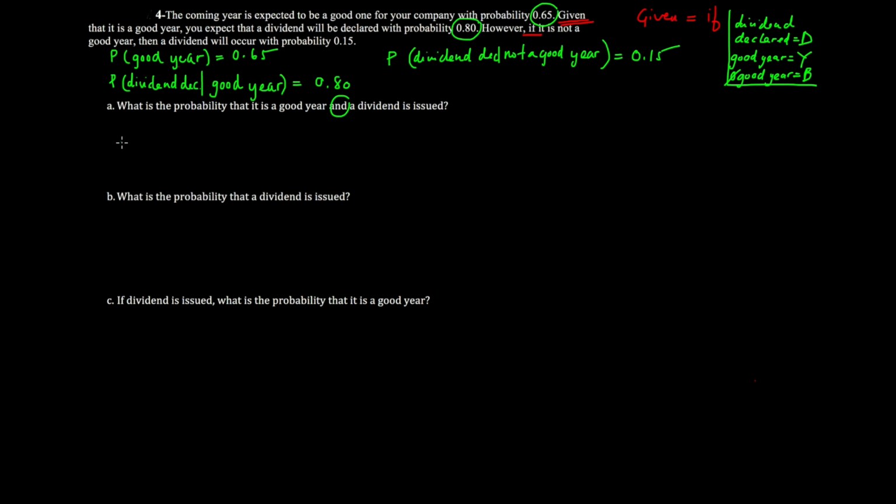What we're looking for is the following. We want to know the probability that it is a good year, okay? So Y, let's refer to the legend here, good year, Y, and that a dividend is issued. So dividend declared is D. So this is what we're looking for. So once again, we literally took our context form and very slowly, as we read word by word, we wrote out what we were looking for. We want the probability that it is a good year, and so we know that that's the and right here, a dividend is issued, right?